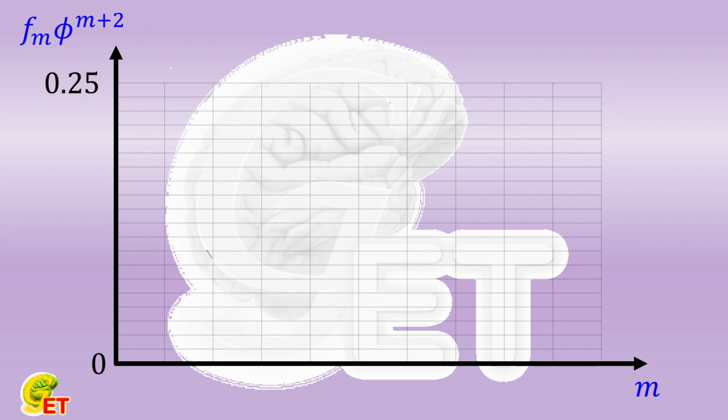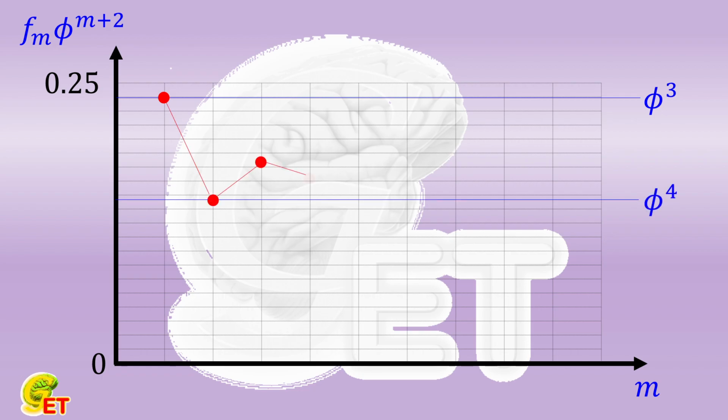When m is equal to 1, its value is phi to the third power. And when m is equal to 2, it is phi to the fourth power. As m further increases, it rapidly approaches the square of phi over phi plus 1 over phi.